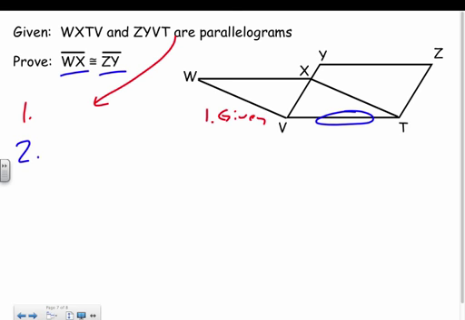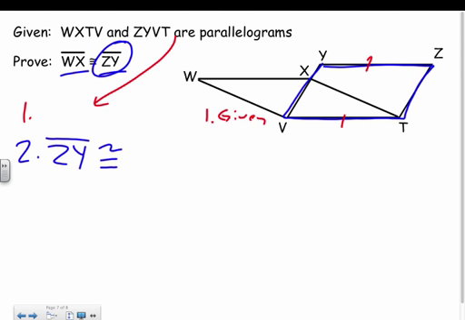So first things first, if I look at this blue parallelogram, it said it's a parallelogram, so I can say that the opposite sides are congruent. And all I want to deal with is these two, don't I? I don't need to bring anything else into play. I could, but it's just a waste of time. And I'm going to say ZY instead of YZ because that's what I'm trying to prove up there. So ZY is congruent to VT.